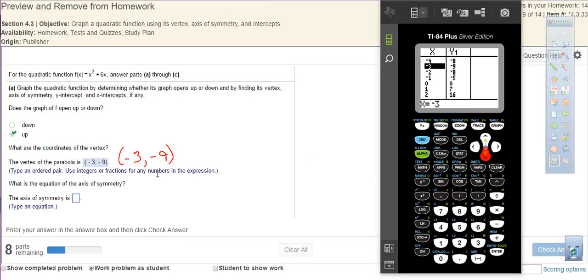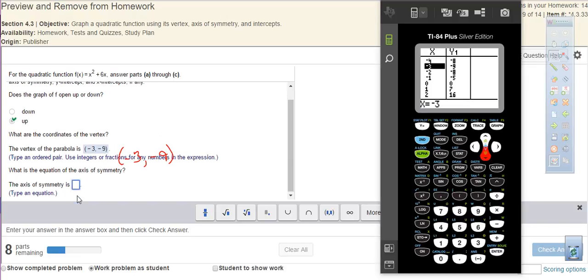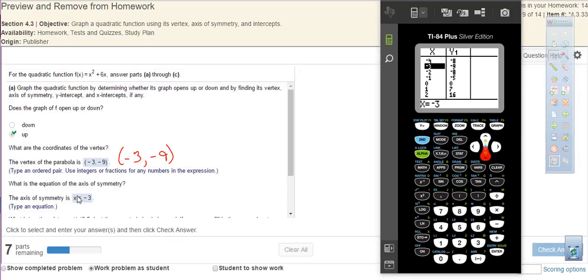Now it says, what will be your axis of symmetry? Well, remember, our axis of symmetry is nothing more than the x portion of our vertex. So we would say our axis of symmetry is x equals negative 3. Enter, enter. What will be your intercepts?